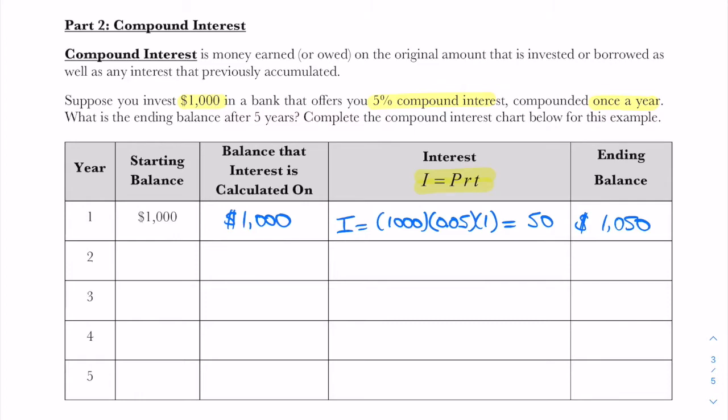The ending balance at the end of year 1 becomes the starting balance at the beginning of year 2. Write that in over here. Now with compound interest, you're calculating interest on the $1,050, not just the $1,000, which is what simple interest did. All right, so now to calculate the interest, we use the new principal of $1,050. Once again, multiply by the annual interest rate of 5%, and we'll see how much is left after 1 more year.